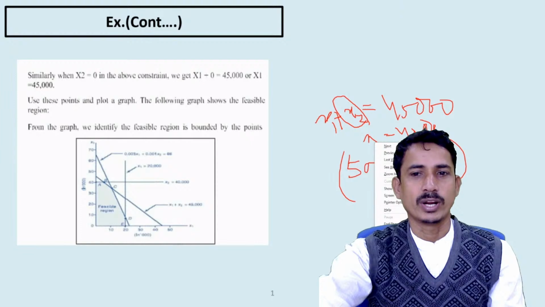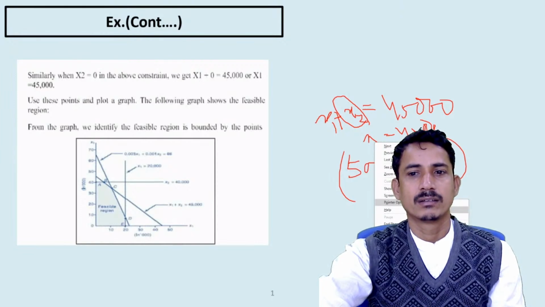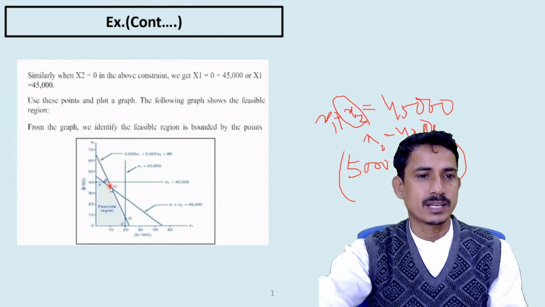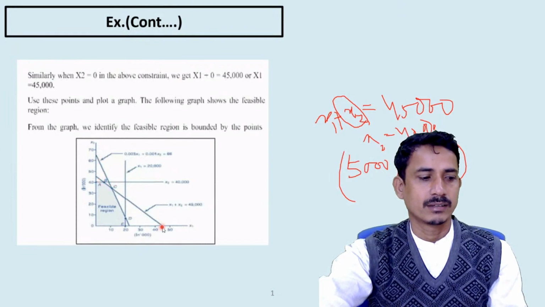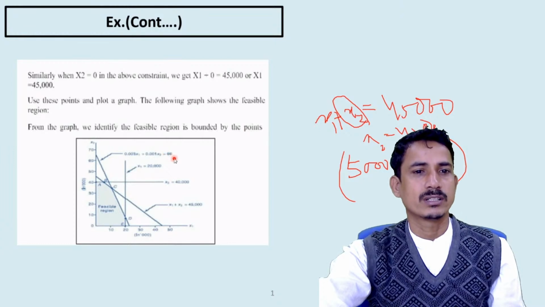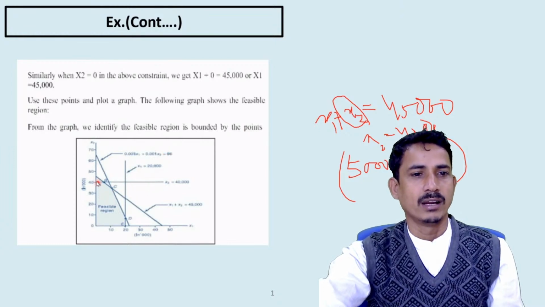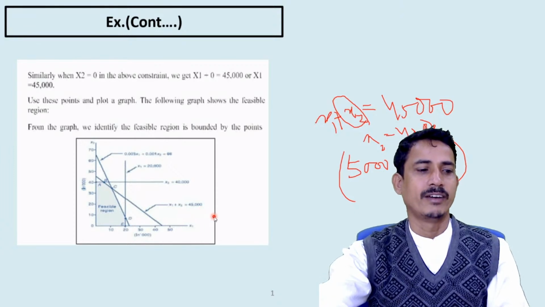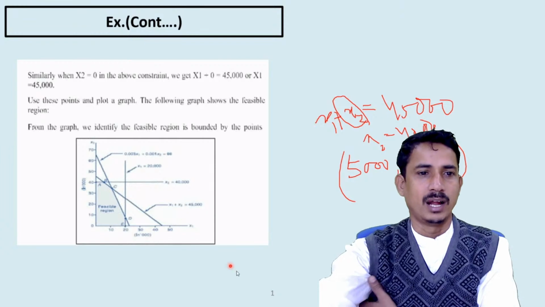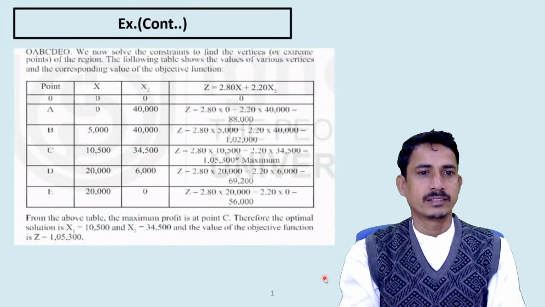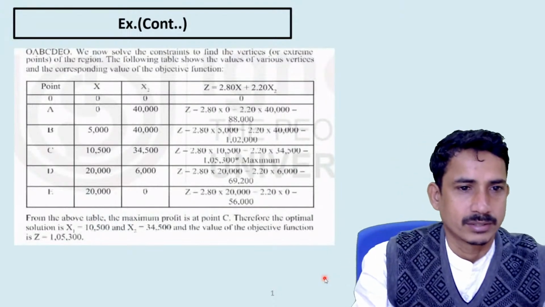Like point value of C, how to get? The point value of C is the intersection of this line and this line. This line means 0.003 x1 plus 0.001 x2 is equal to something given. And this line is x1 plus x2 is 45,000. Both you solve, automatically the values of x1, x2 will come. And the value will come like this: 10,500, 34,500. That's good.